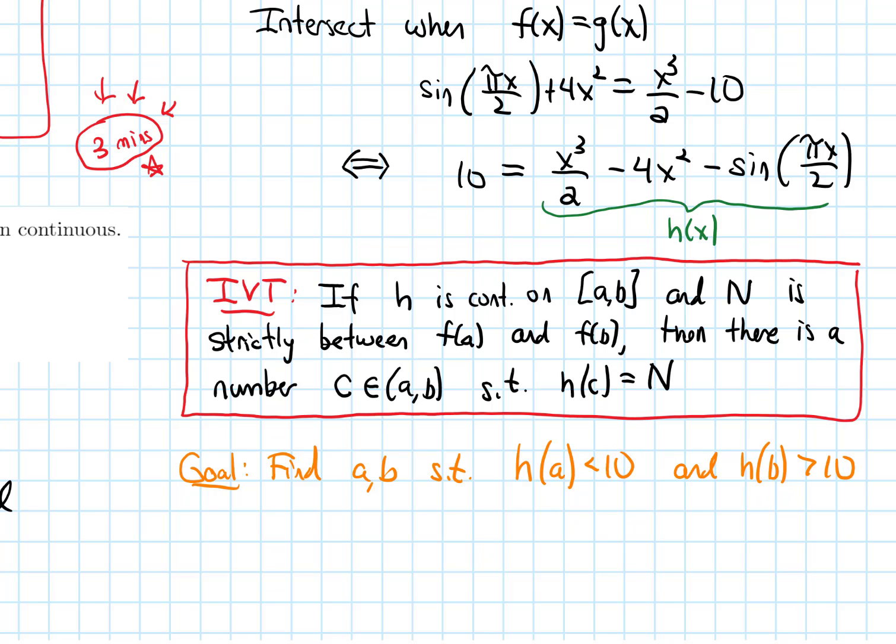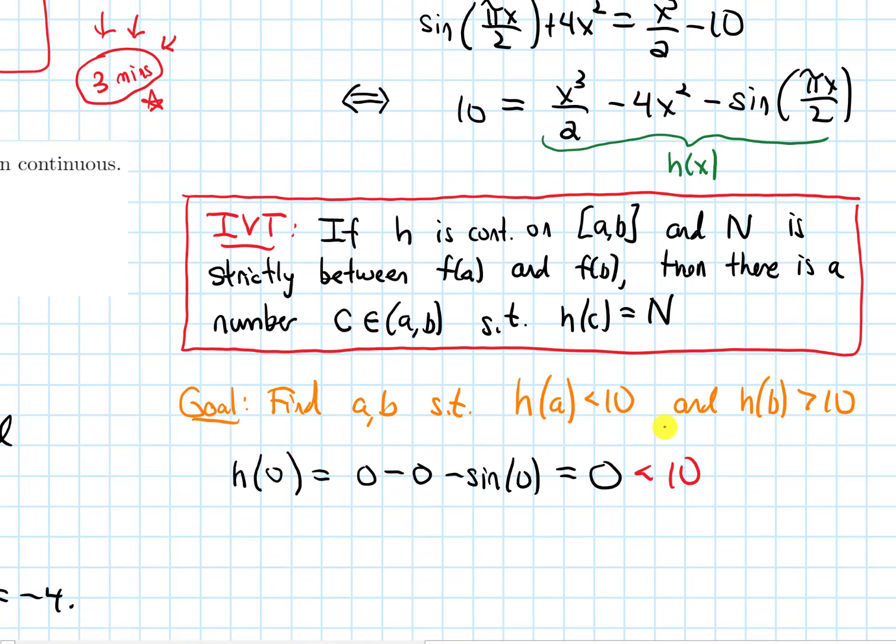All right, so let's plug in some values into h. Usually we try to plug in some x values that are nice and easy to simplify first. With this function, I would say 0 is going to be an easy one to simplify. If I plug that in, I will get 0 minus sine of 0, and sine of 0 is also 0. So overall, this is 0, and that's less than 10. That's useful. I just now need to plug in something that'll give me an output that's bigger than 10.